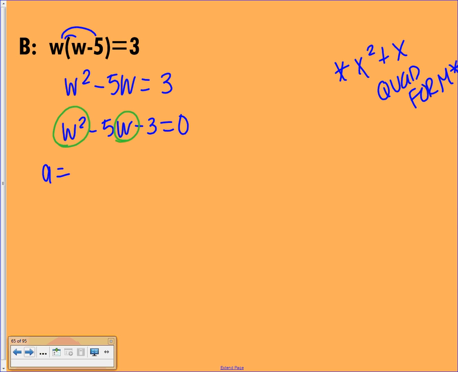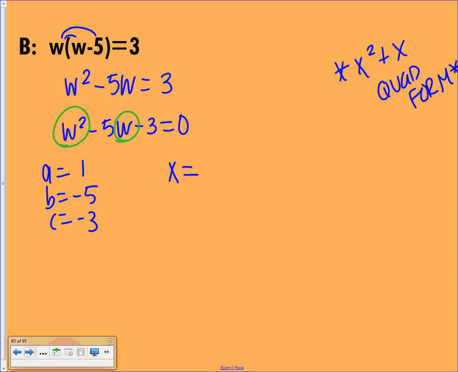My a value, my b value, and my c value are probably the first place to start. A is the number on the w squared, so that's a 1. B is the one on just the w, so that's a -5. And c is the number at the end, so that's a -3. If I put it into my formula, it says x equals the opposite of b.